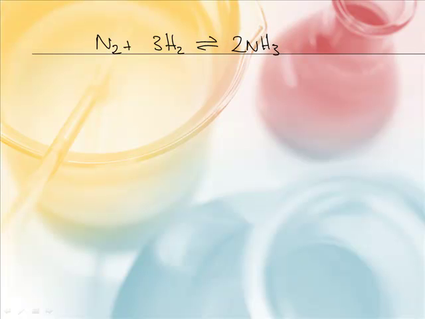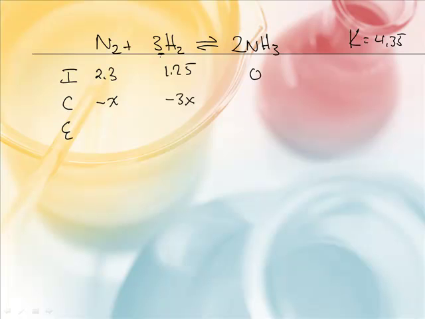You know that the K value is 4.35. The initial value of N2 is 2.3, and the initial value of H2 is 1.25. So these will be my initial conditions, ICE, and this is 0. So this will be minus x, minus 3x, because you've got the 3 here, and plus 2x. By the way, I knew it shifted to the right because it had 0 on one side. So this will be 2.3 minus x, this will be 1.25 minus 3x, and this will simply be 2x.